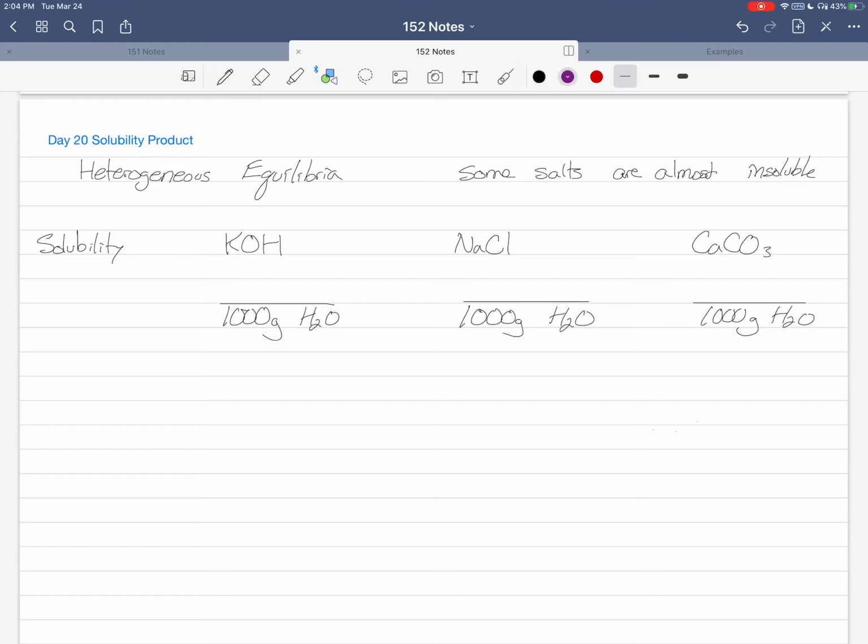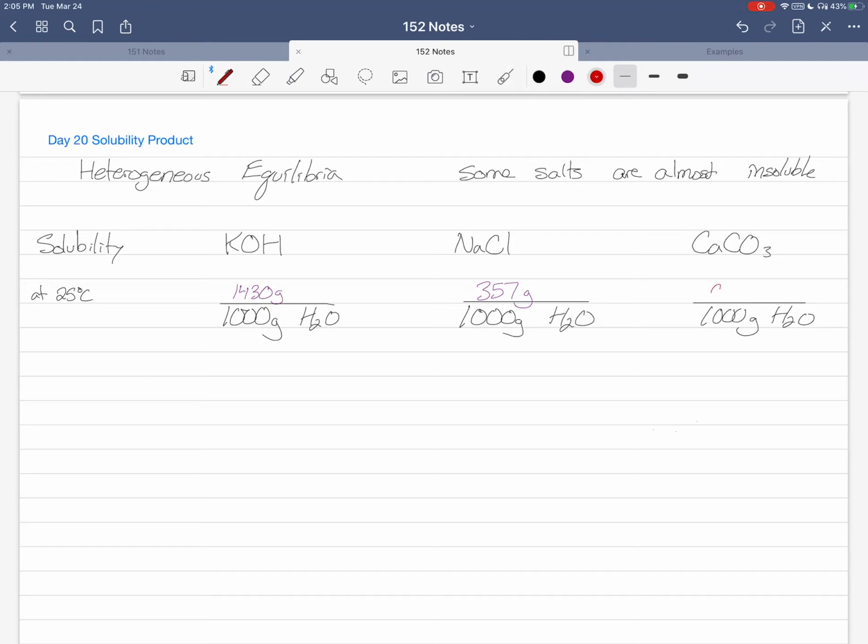So for potassium hydroxide at 25 degrees Celsius, of course these are always at 25 degrees Celsius in our examples, 1,430 grams of KOH dissolves for every 1,000 grams of water. That's quite a bit. 357 grams of sodium chloride dissolves per 1,000 grams of water.